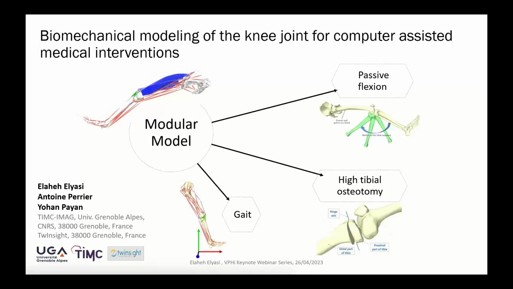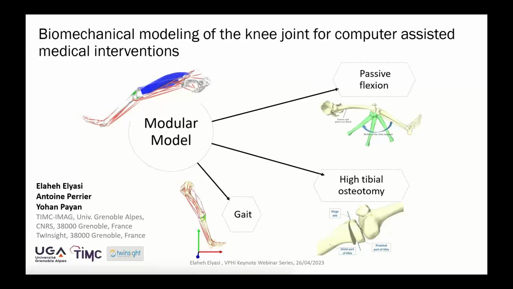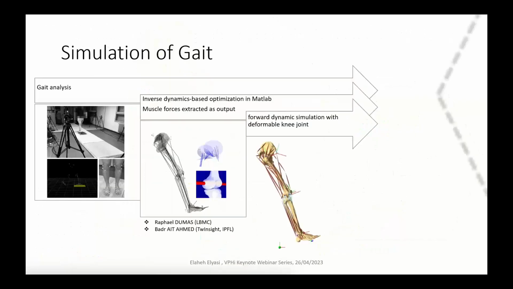One final simulation that I will be showing is the gait simulation. We had gait analysis data from the subject and we use it for an inverse dynamic-based optimization to compute the muscle forces during a cycle of gait, which was done using a toolbox in MATLAB developed by one of our collaborators called Raphael Domain. And the computed muscle forces then were injected into a forward dynamic model in ArtiSynth that had a deformable knee, including FE cartilages and contact and so on.